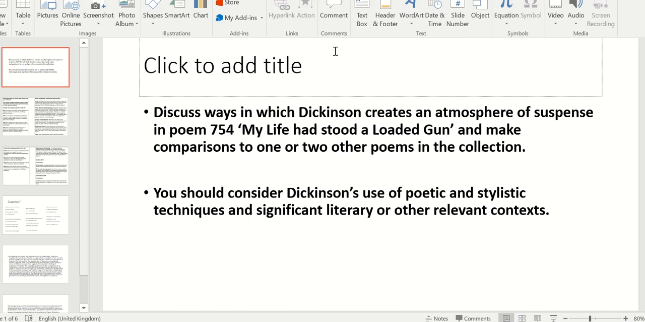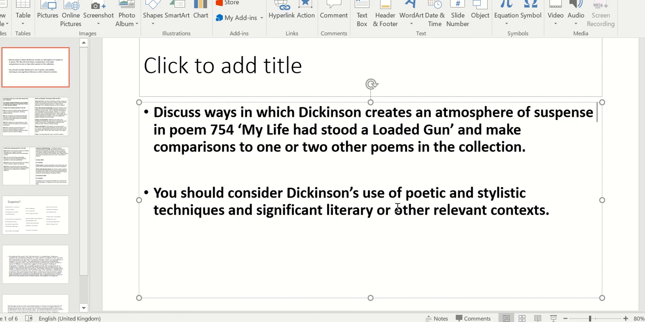Okay. So you can see here that I'm highlighting this word suspense. What we need to think about is what those connotations are. You don't necessarily need to talk about every single idea in the poem. You specifically want to think about that idea of suspense.